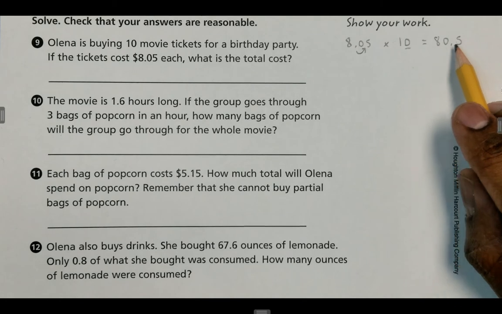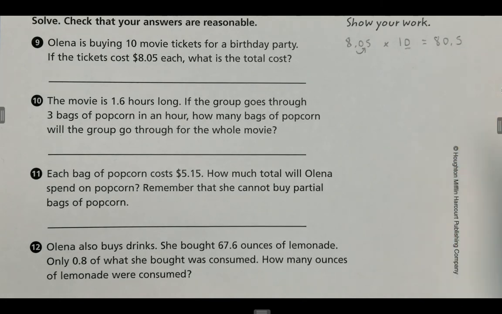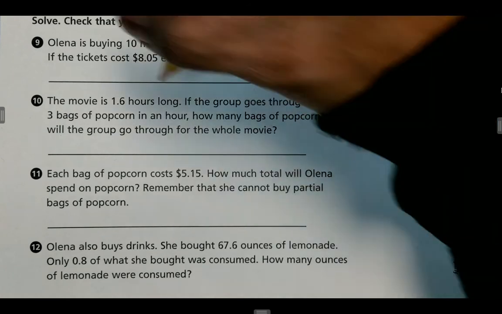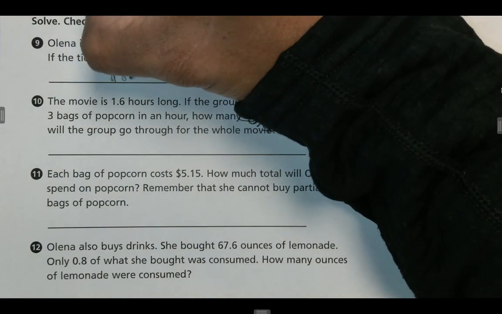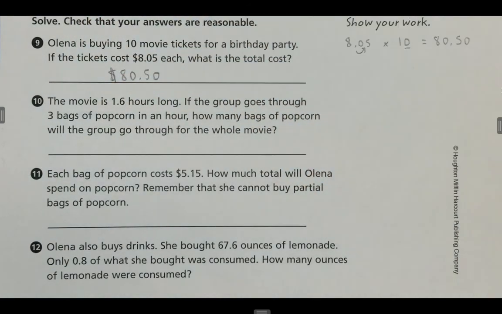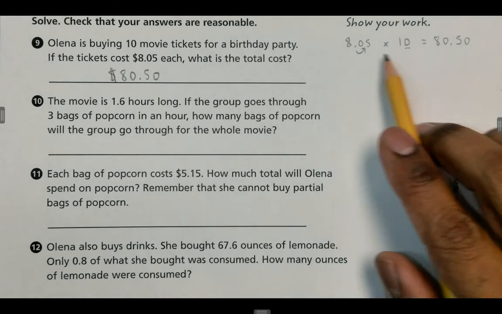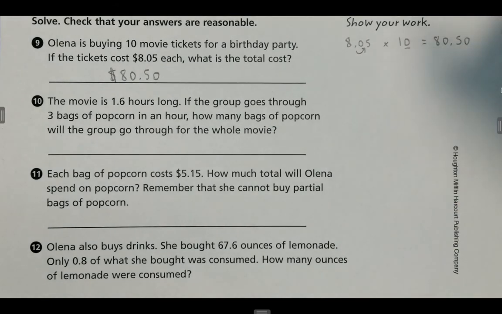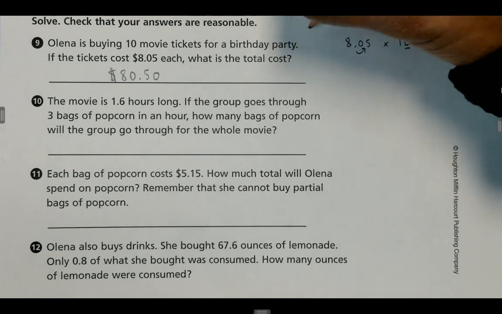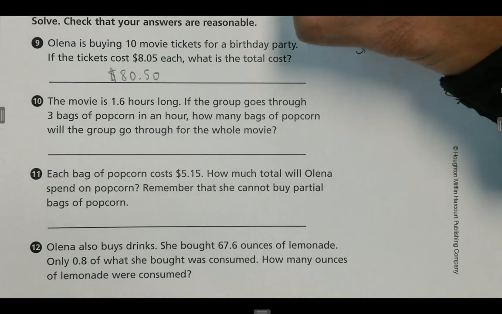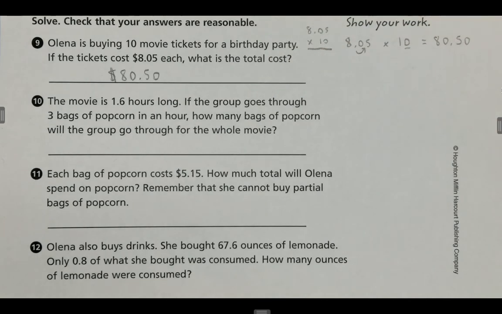As a decimal, this reads 80 and 5/10. As a money amount, $80.50 is our answer. Now, if that didn't work for you, fear not. You could still prove this thing the normal way. And I want to just make sure you know that.